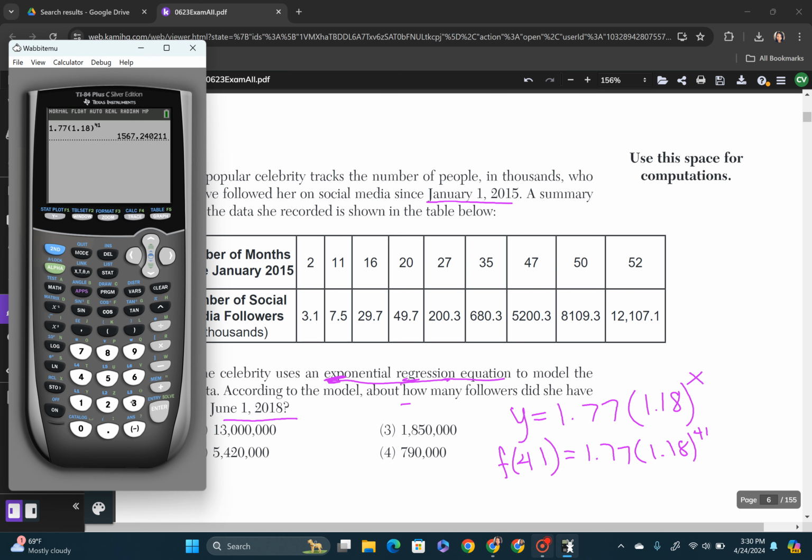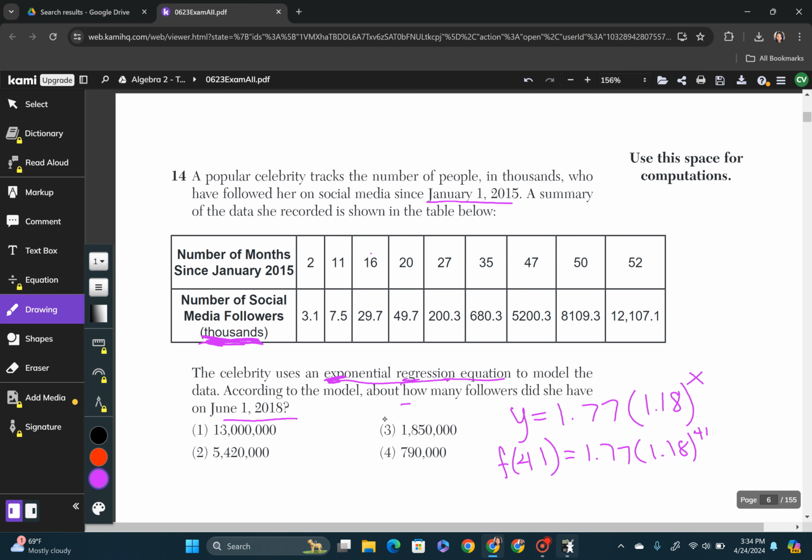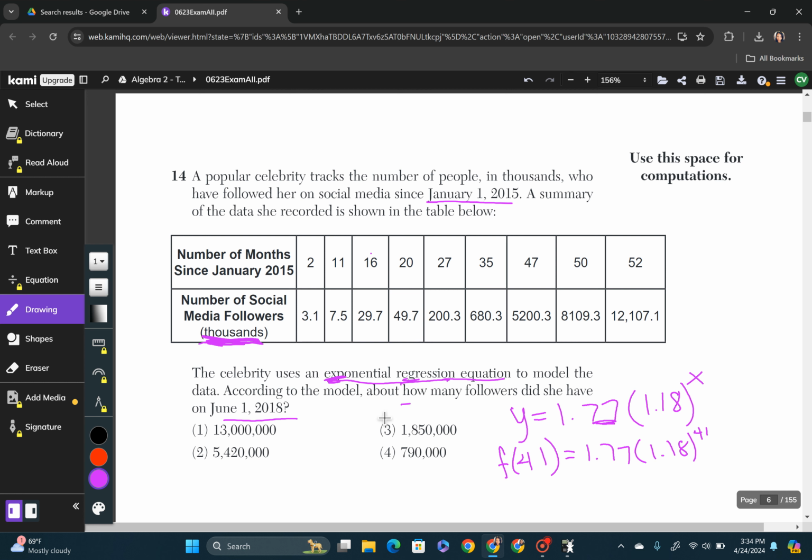All right, cool. So we get 1567, but we have to remember that the answer is the number of social media followers in thousands. So I took my answer and multiplied it by 1,000. So this is 1,567,000 something, right? Since the numbers are estimated, if I used more digits instead of just two digits in each, I would have had a clearer answer. But the one that is the closest is choice 3.